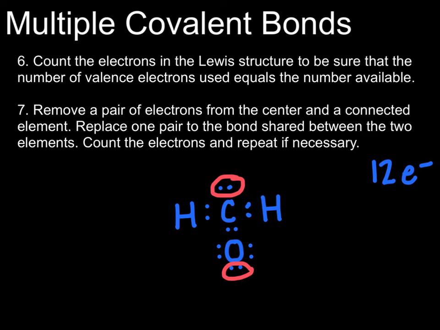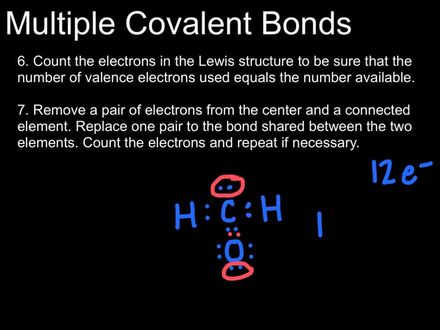Okay, so we get rid of those 2 sets of electrons, and what we're going to do is replace them with a shared pair between the carbon and the oxygen. So these electrons are no longer part of the formula, and they're replaced by those 2 electrons there. So let's redraw this using our structural formula.